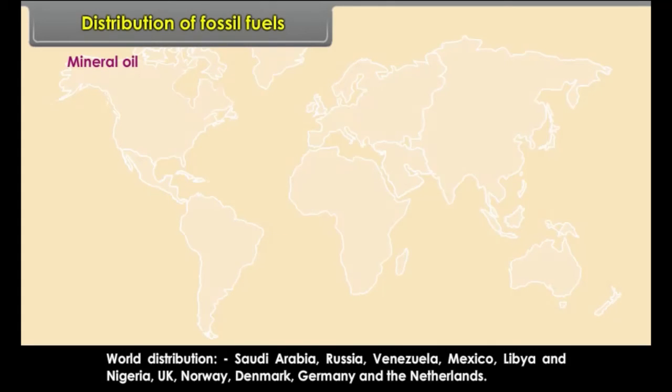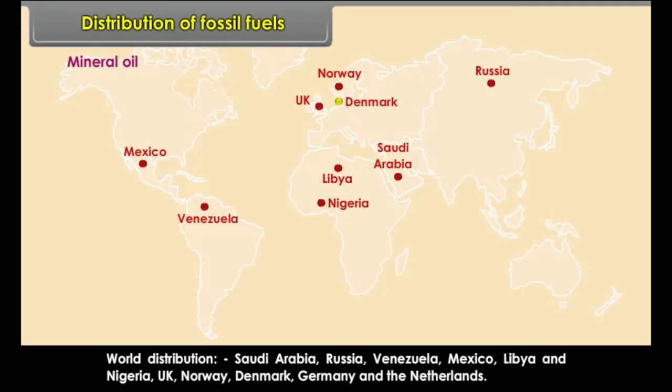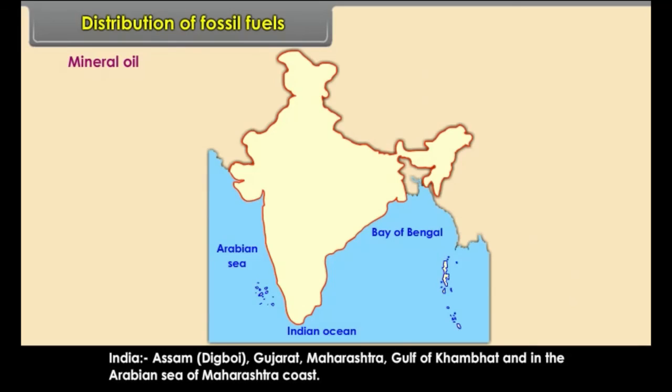Mineral oil. World distribution: Saudi Arabia, Russia, Venezuela, Mexico, Libya, Nigeria, UK, Norway, Denmark, Germany and the Netherlands. India: Assam, Digboi, Gujarat, Maharashtra, Gulf of Khambat and in the Arabian Sea of Maharashtra coast.